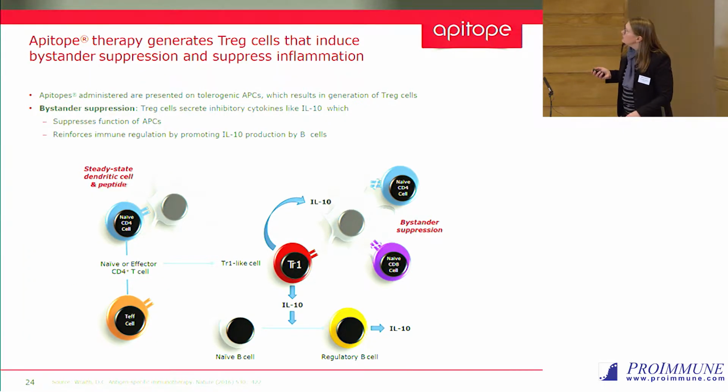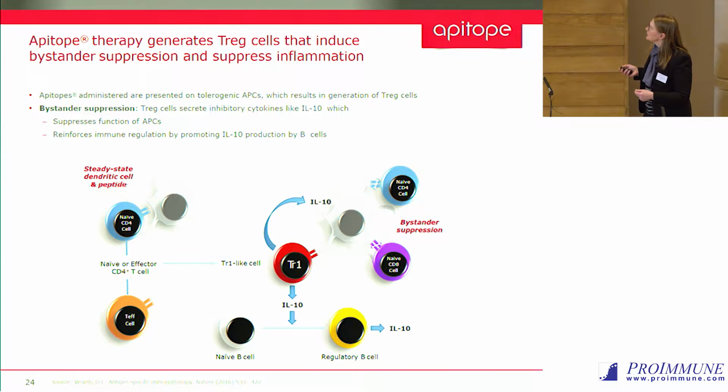So interacting with the steady state dendritic cells will actually convert this naive, or could be a memory T cell, into what we believe is a TR1-like regulatory cell. And TR1-like is actually saying that they are induced in the periphery and not maybe coming from thymus-derived FOXP3 positive T cells, and I will come back to that.